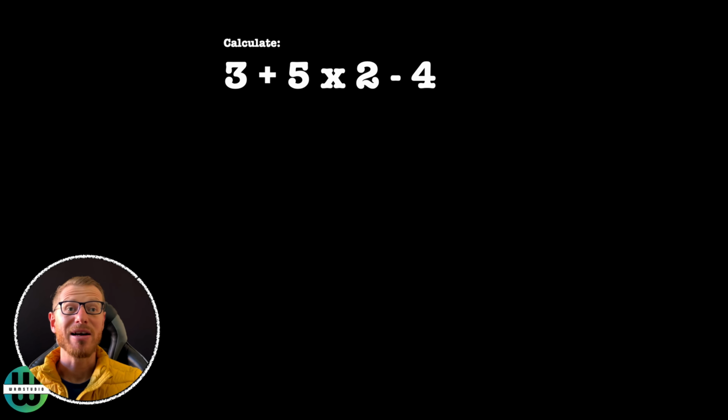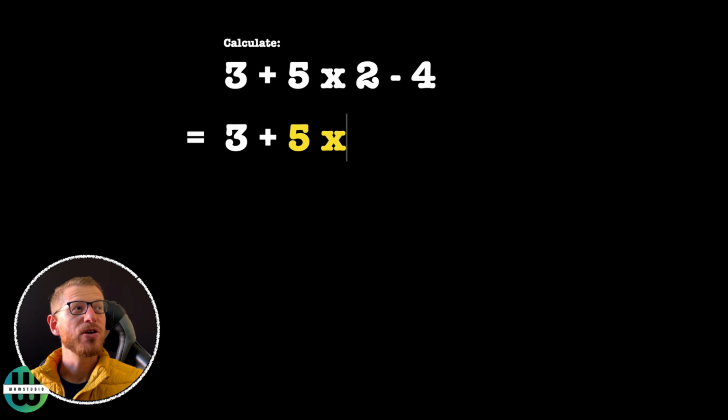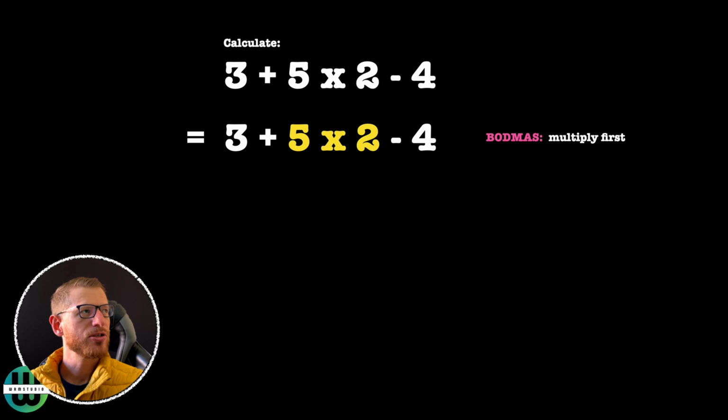Now let's calculate 3 plus 5 times 2 minus 4. Now we have operations from different groups. We've got a multiplication and we've got addition and subtraction. Now BODMAS really is going to come into play. So I'm first going to work with my multiplication because multiplication comes before addition and subtraction in the order of operations. So I'm going to use BODMAS. I'm going to multiply first. 5 times 2 will equal 10.